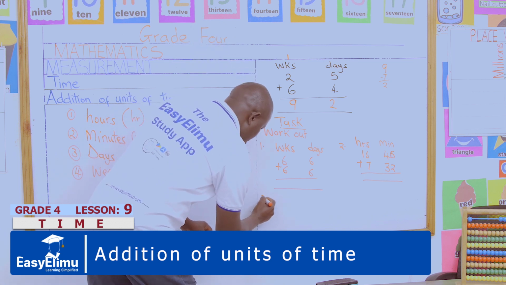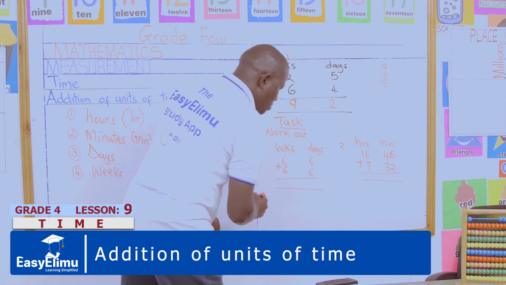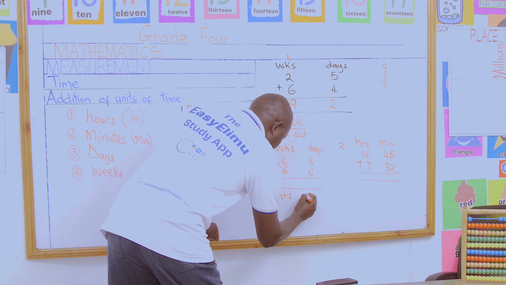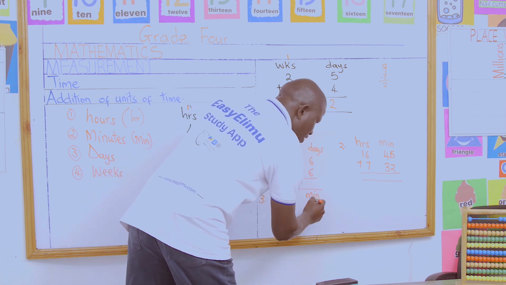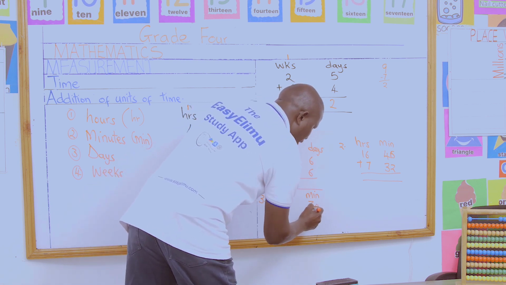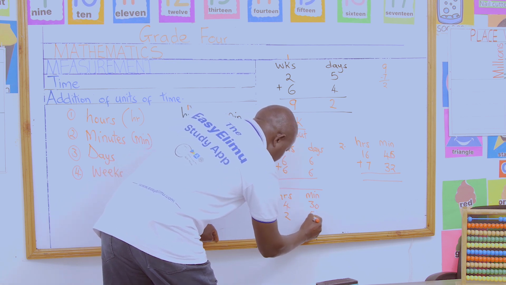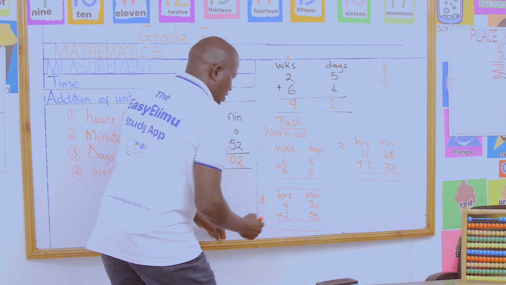Task number 3, we have hours and minutes. We have 4 hours and 30 minutes. We are adding 2 hours 55 minutes. Remember, this is addition.